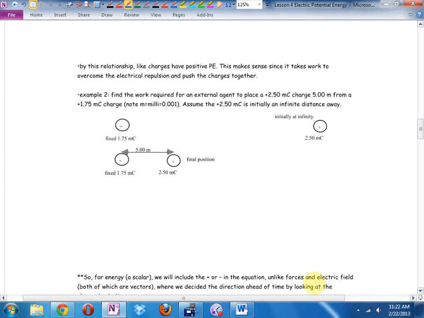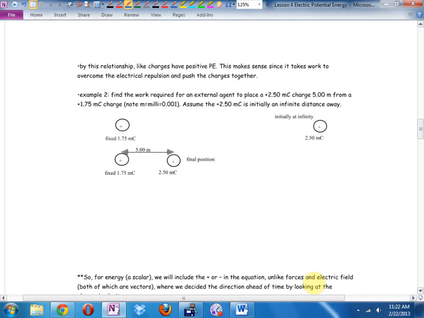So by this relationship, like charges, if they're both negative or if they're both positive, like charges have positive potential energy. This makes sense because you have to do work to get them to overcome the electrical repulsion and push the charges together. It makes sense because what's my energy out at infinity? If I'm falling, I must be losing energy. To get to 0, I better start with a positive amount so that when I fall, I end up with 0. Or, if I want to start at 0, I have to push it in close. I have to add work to get it to go there.